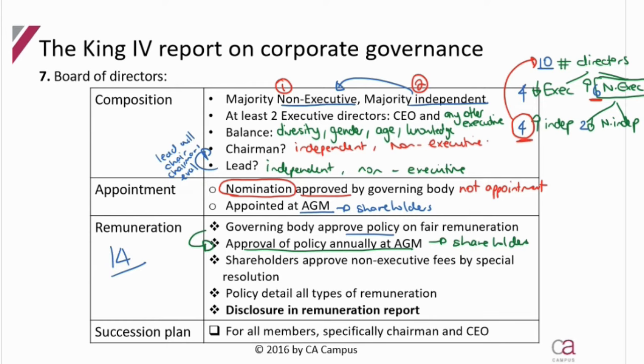Okay, policy has or must detail all types of remuneration, so we're looking at salaries, we're looking at fees for attendance of meetings, which would be for your non-execs. It's got to have any commissions, any share-based payments, any payments on termination. So anything that is going to be paid out to your directors must be included in this policy. And then I've just bolded disclosure in the remuneration report.